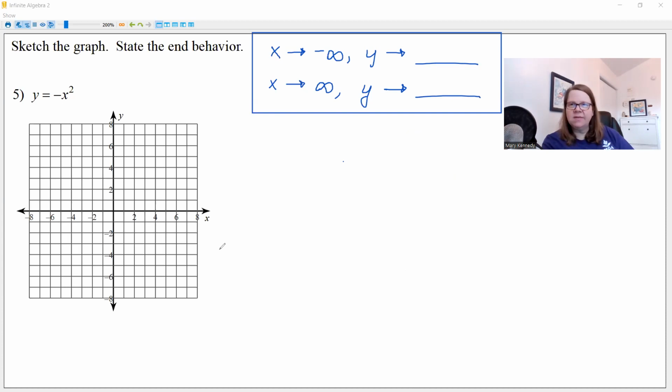You might see it written in other ways, but a lot of times it's written this way, and these blanks are what you would fill in depending on what is happening in the graph. So know that when you see this, it's saying as x approaches negative infinity, y approaches what? In other words, as x is going to the negative infinity side, what is y doing? And then as x is approaching the positive infinity side, what is y doing then? So let's sketch the graph and then we can start to think about the end behavior.